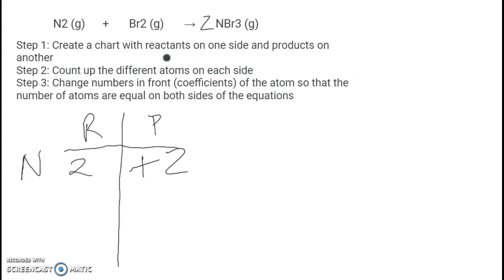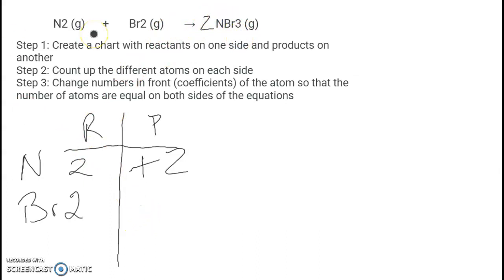Boom. On this side I have bromine, and I have 2 bromine with a subscript of 2. I don't change my subscripts ever. But on this side I have a subscript of 3. Oh my goodness, what am I going to do? Or sorry, I have a subscript of 3, but I've also multiplied. That's my fault, guys. Let me erase this.